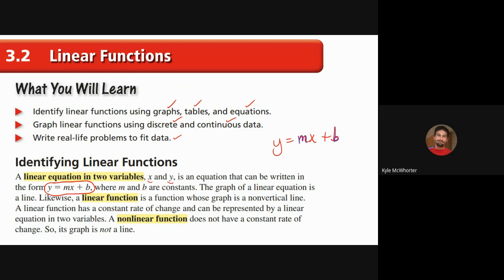The graph of a linear function is a line. A linear function is a function whose graph is a non-vertical line. Non-vertical because a vertical line would not be a function. It's still a line, it's just not a function. A linear function has a constant rate of change. We call it slope. That's the constant rate of change. And a nonlinear function does not have a constant rate of change, so its graph is not a line.